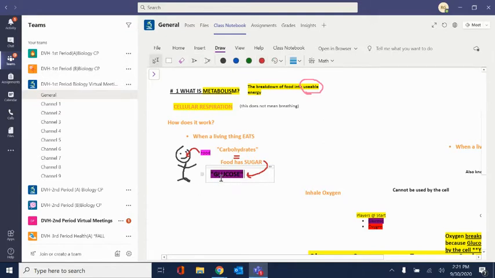Glucose cannot be used by the cell when it enters your body. So let's leave that little note. Glucose cannot be used by your cells when it enters your body.